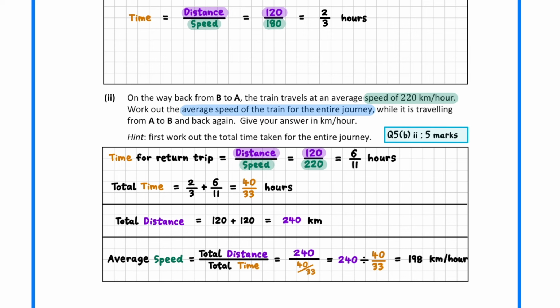Since each leg of the trip is 120 km long, the total distance covered is 120 plus 120, which is 240 km. To find the average speed, we divide the total distance, 240 km, by the total time, 40 over 33 hours. When we perform this calculation, we get an answer of 198 km per hour.